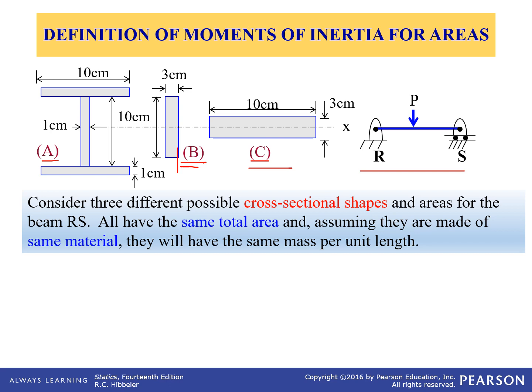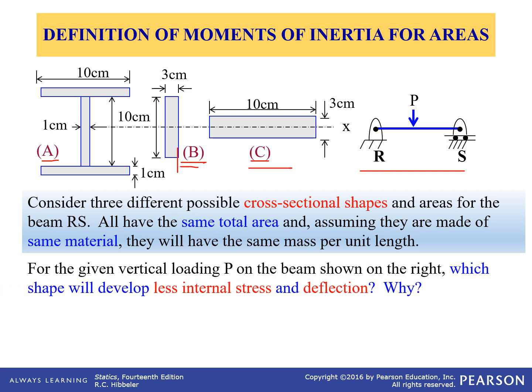That means they have the same strength, yield strength, and elastic modulus, for example, and they will have the same mass per unit length, which means the same density. And now, for the given vertical loading P on the beam shown on the right here, which shape will develop less internal stress and deflection? Why? So which one are you going to choose? Your structure should develop less internal stress and deflection.